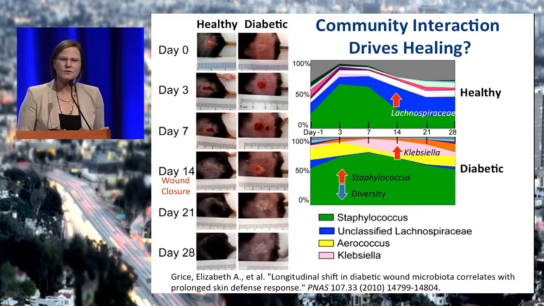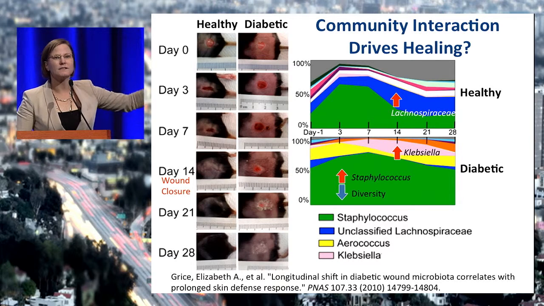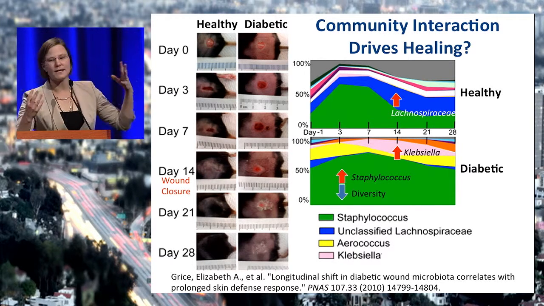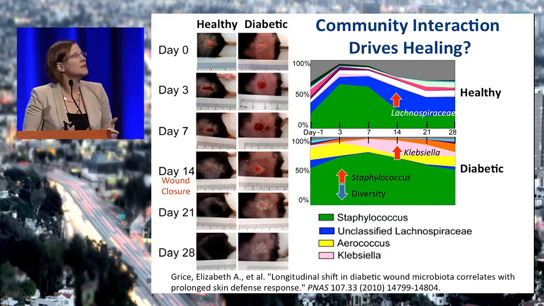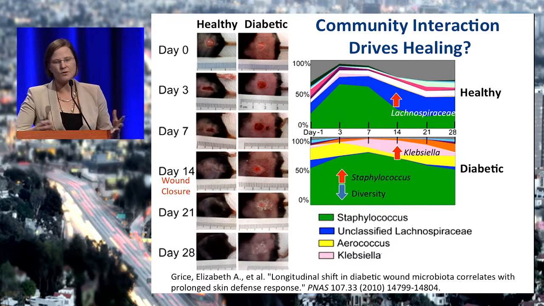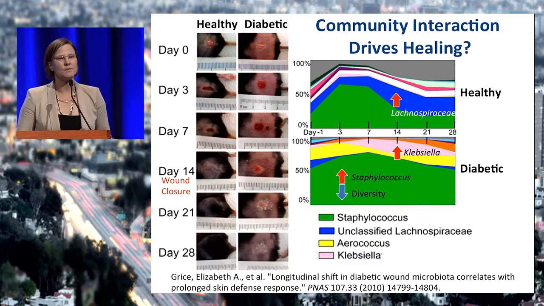And one other interesting point is, as we look at the progression of this longitudinal analysis of the wound as it heals in the mouse, one of the things that we find is that at day 14, when we get wound closure in our healthy mouse, we see this uprising of the Lactosporidaceae. But in the diabetic mouse, we see an uprising of Klebsiella. So is that Lactosporidaceae having some sort of effect on the Staphylococcus, driving it down, and is that actually causing that mouse to have this delayed wound healing response?